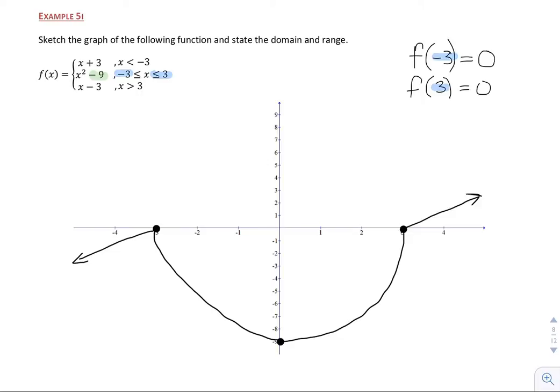The actual question states, sketch the graph of the function and state the domain and range. So I've graphed f of x, and my domain of f is all real values, and my range of f is all real values. Please don't fall into the trap of thinking that my range is from -9 upwards. Recall that this arrow, which is pointing downwards, will continue to infinity, so we're talking all real values for this function.